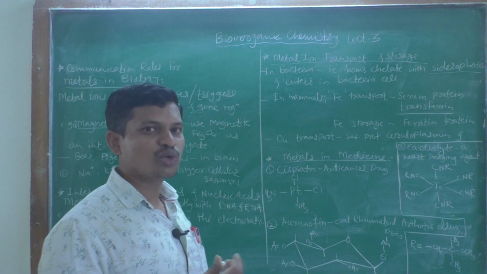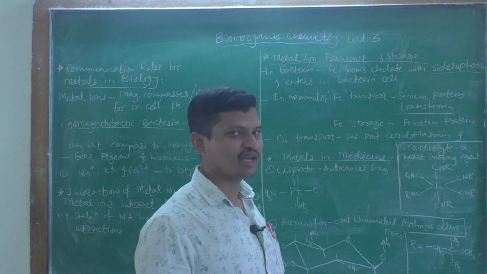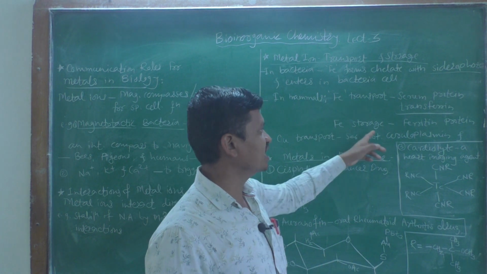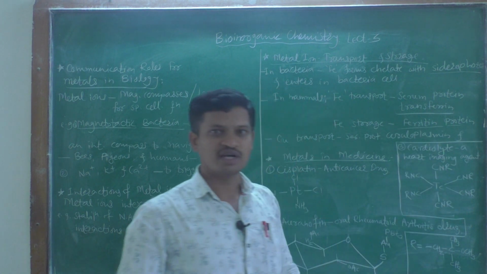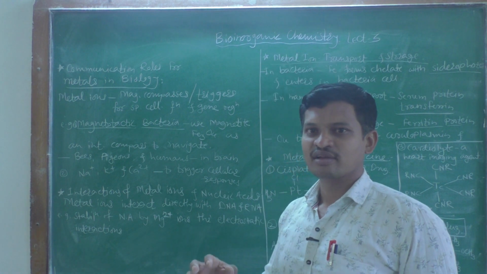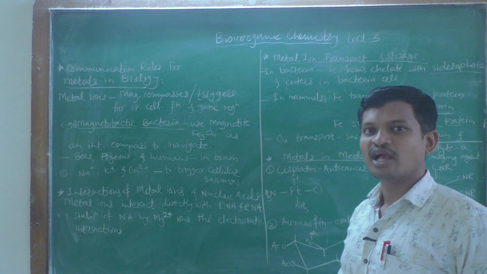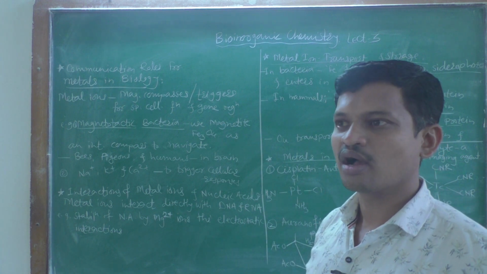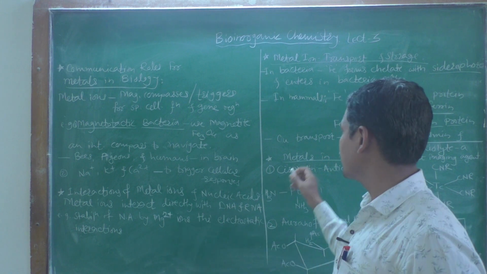But the storage of that iron, Fe2 plus or Fe atoms, is done with the help of the ferritin protein. So there are two different proteins responsible for the transportation of iron and storage of iron. Transportation is done by transferrin and storage of iron is done by ferritin.